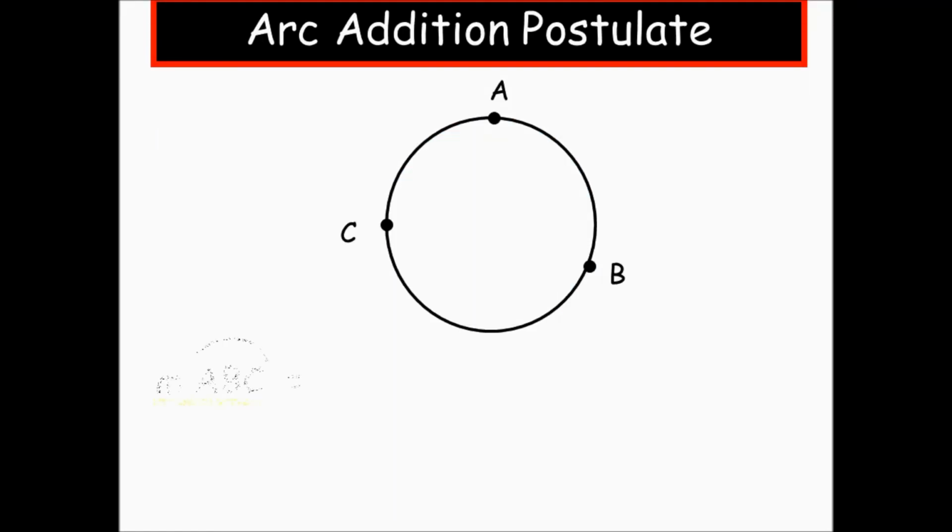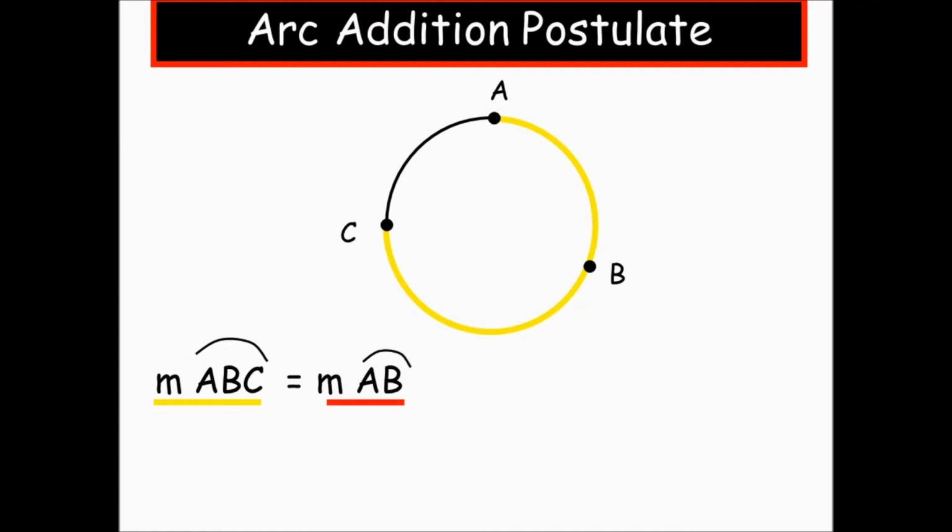Arc addition postulate. To find the measure of arc ABC, the arc can be broken into two parts. One is arc AB. Another is arc BC. Therefore, the arc addition postulate tells us that the measure of arc ABC is equal to the measure of arc AB plus the measure of arc BC.